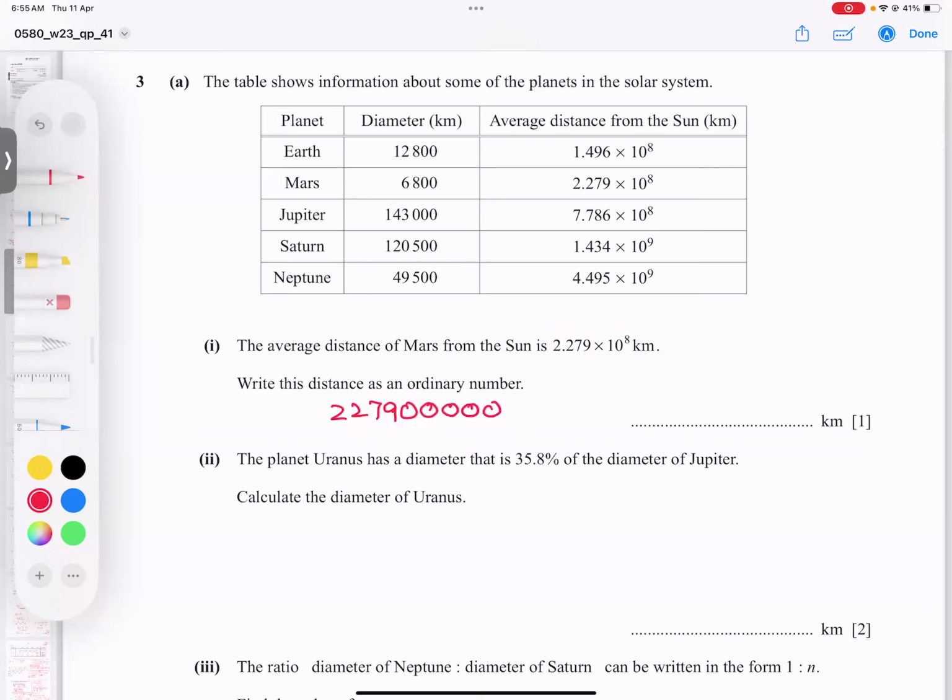Let's count again. The decimal is at this place. Count 1, 2, 3, 4, 5, 6, 7, 8. So the decimal will come at this level. You can write this decimal or not, no problem at all. I believe you got the point. So it is 2, 2, 7, 9, and 5 zeros. So let's go for the next part.